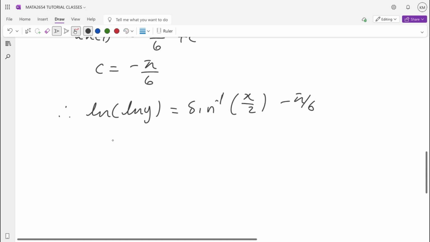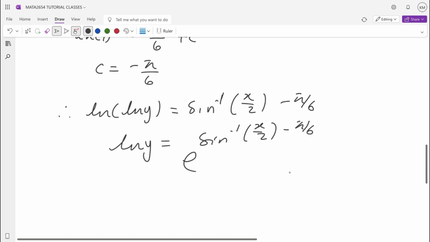Or if you like, you might try to simplify and say ln y equals e to the power of arc sine of x over 2 minus pi over 6. Okay, if they didn't specify that you should solve for y explicitly, that means to have y on its own as subject of the equation, you do not have to bother. You can leave it here. You will get full marks.